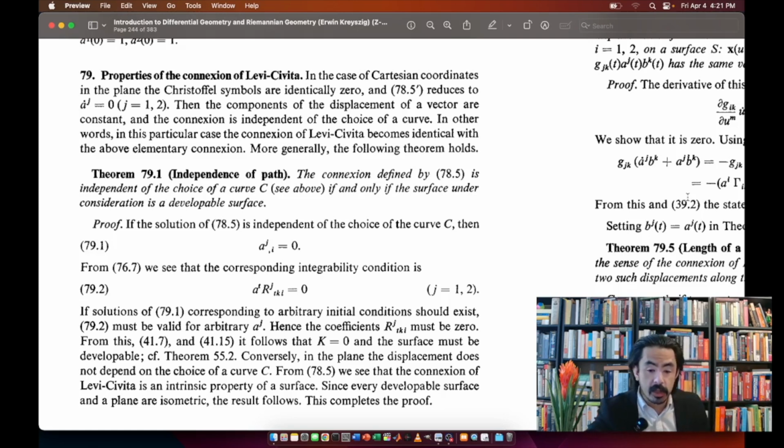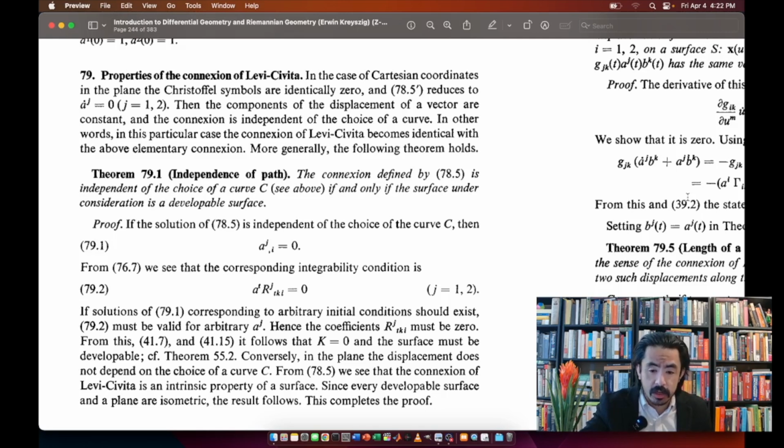Then the components of the displacement of a vector are constant, and the connection is independent of the choice of a curve. In other words, in this particular case, the connection of Levi-Civita becomes identical with the above elementary connection. More generally, the following theorem holds. Theorem 79.1, independence of path.